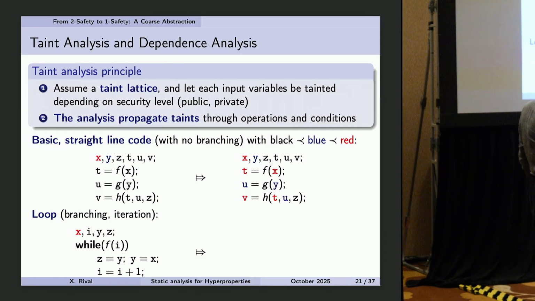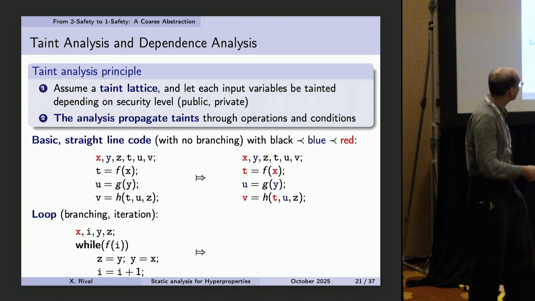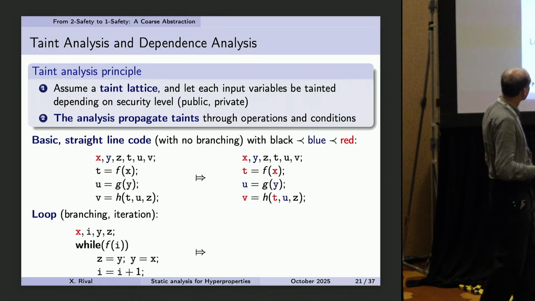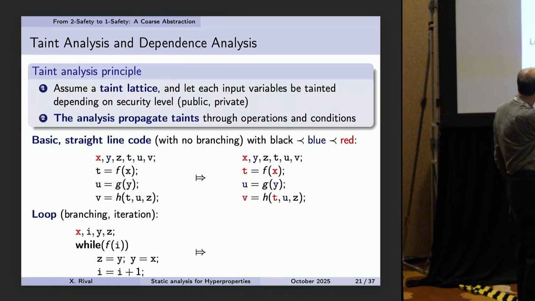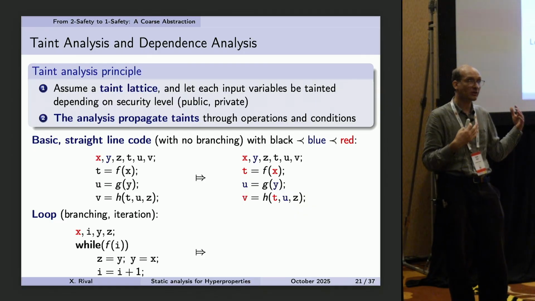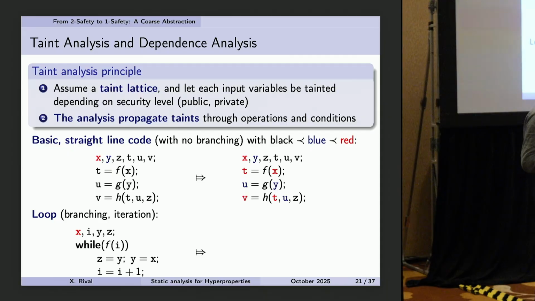So we see we have a taint, we have a pass, well at least we have a possible pass of information from x to t and then to v. But what we also learn here is that we don't have a pass from x to u, because when we compute u, we just use y, which is not tainted in red. So we learn another approximation of the information flows we have here.